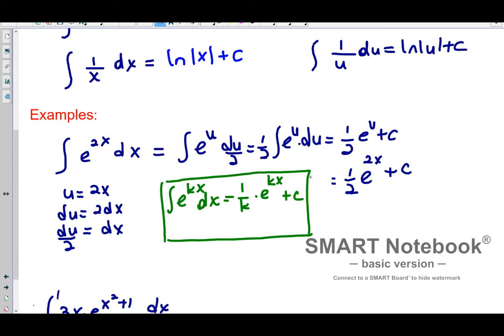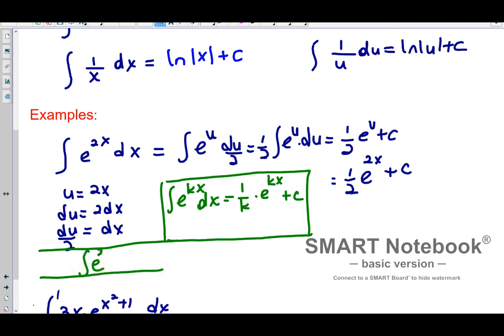You remember when we differentiate e to the 2x, it was e to the 2x times 2. So when we anti-differentiate e to the 2x, it turns out to be e to the 2x divided by 2. And for something like that in the future, I would say you don't even do the u sub. Just write the answer as, like if I give you, what is the integral of e to the 3x, for example?